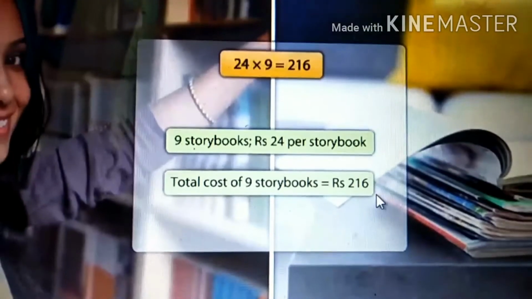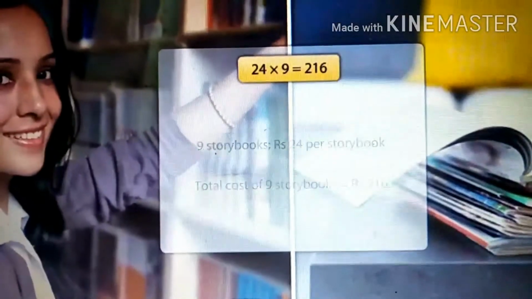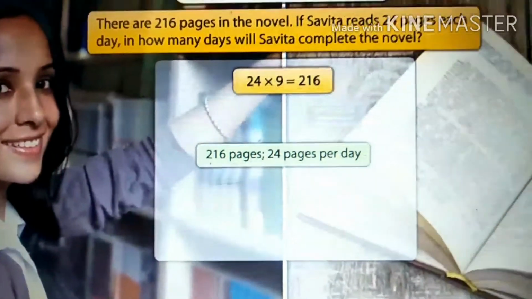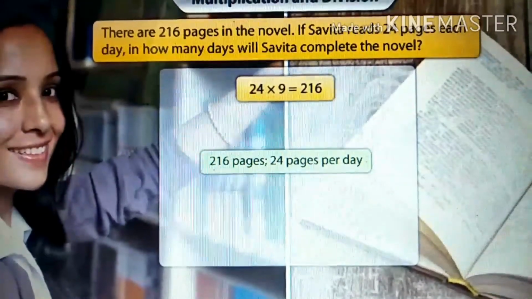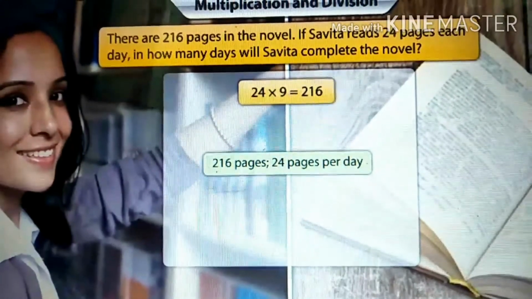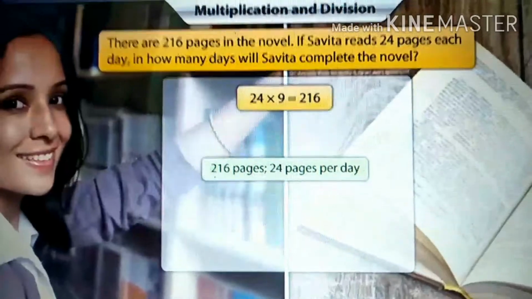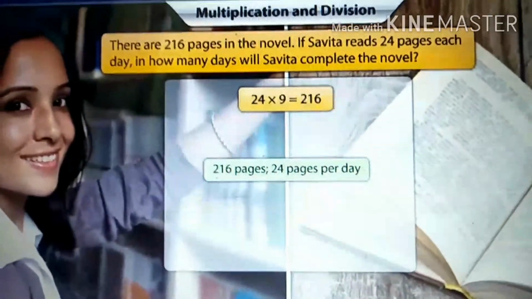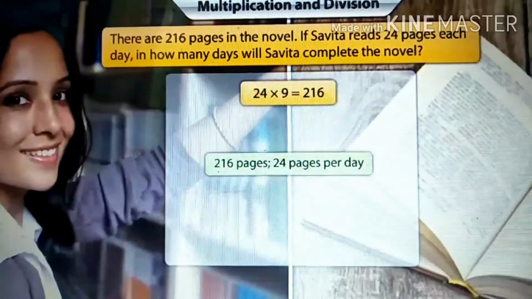Savita also bought a novel for herself. There are 216 pages in the novel. If Savita reads 24 pages each day, can we find in how many days Savita will complete the novel?